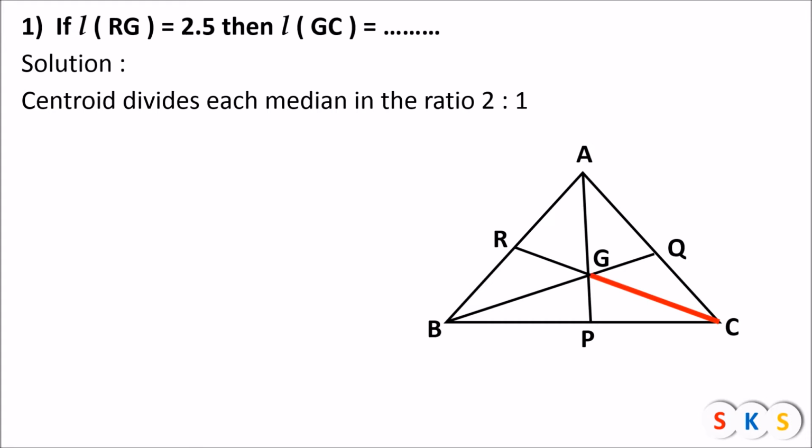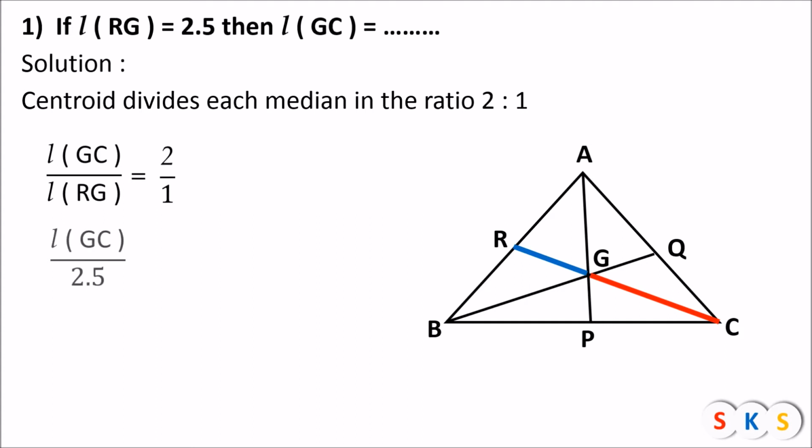Point G divides median CR in two parts. The first part is segment CG and the second part is segment RG, and the ratio of these two parts is 2:1. You can see the segment from vertex to the centroid, that is CG, contains two equal parts, and the segment from midpoint to centroid, that is RG, contains one equal part. Therefore, the ratio of length GC and length RG is 2/1.